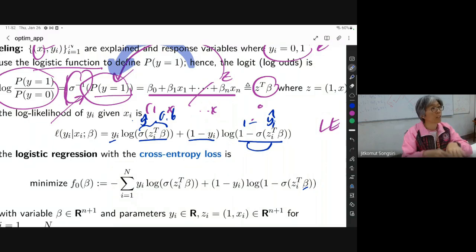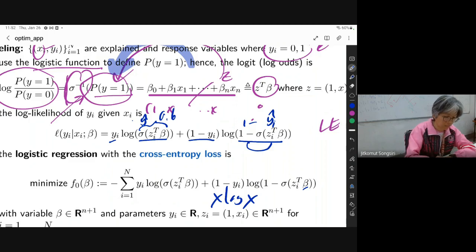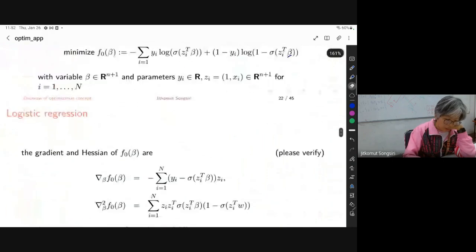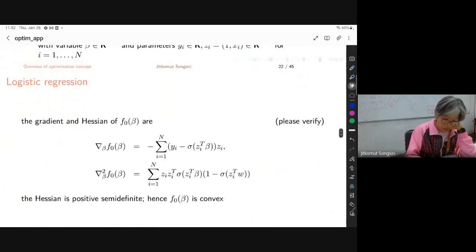It looks similar to a cross entropy function, x log x. But it just replaces these with the prediction y hat. Okay. Now I want you to verify. I'm not going to do it. I'm going to verify it.